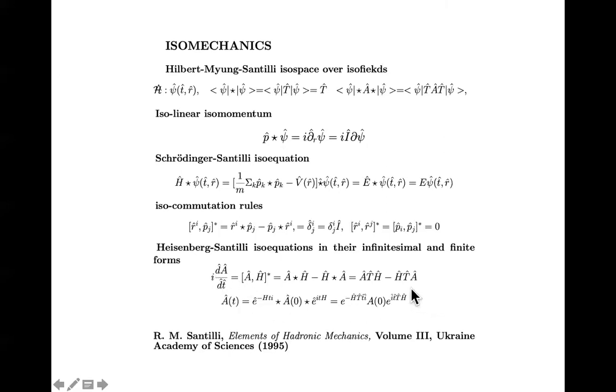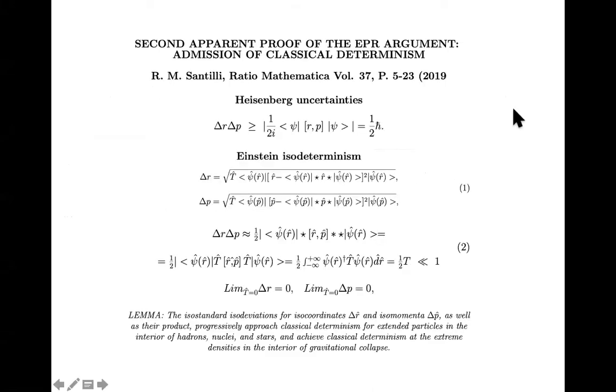Finally, we recall here the iso-Heisenberg equations, also called Heisenberg-Santilli iso-equations, in the infinitesimal and finite form, but I did not use them in the second proof of the EPR argument. Following the acquisition of the indicated knowledge in isomathematics and isomechanics, the second apparent proof of the EPR argument can also be written in one single slide.